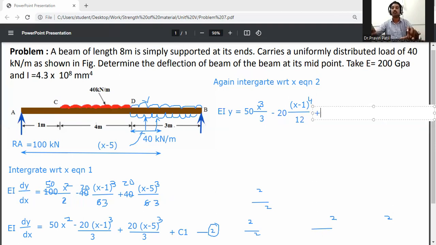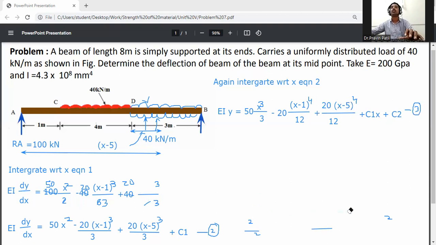Then plus 20 into (x minus 5) raised to 4 divided by 4 threes are 12, again we have 12, plus integration of constant c1, it will be c1x plus now c2. Okay, so write down this one, it is equation number 3.